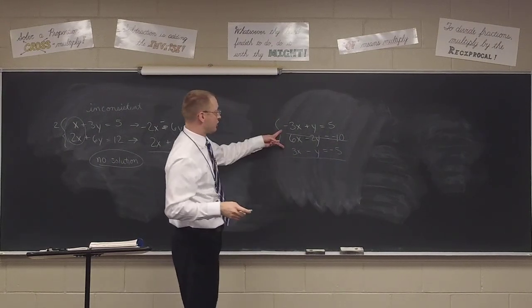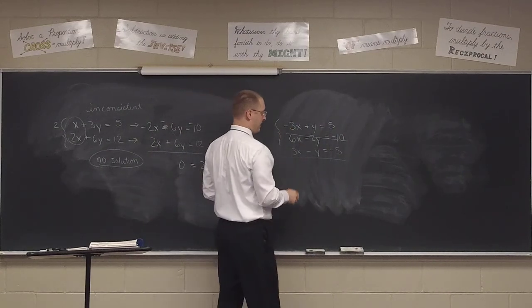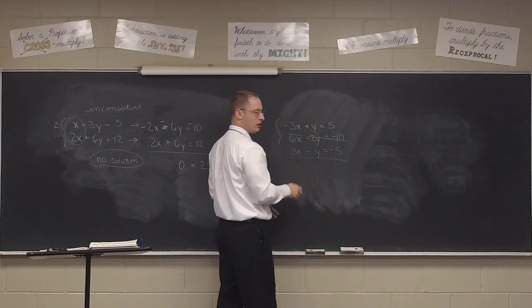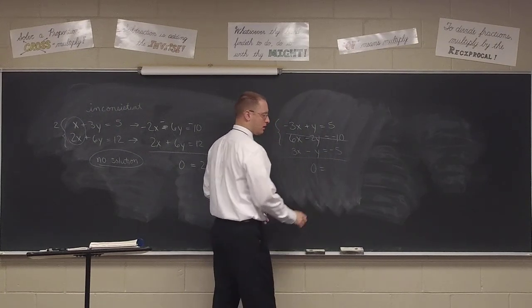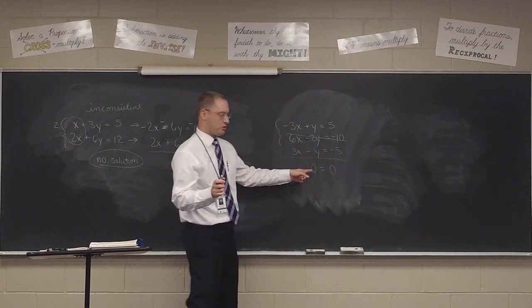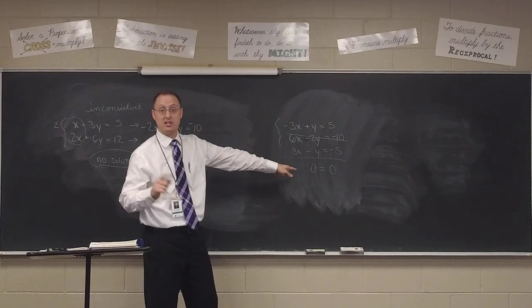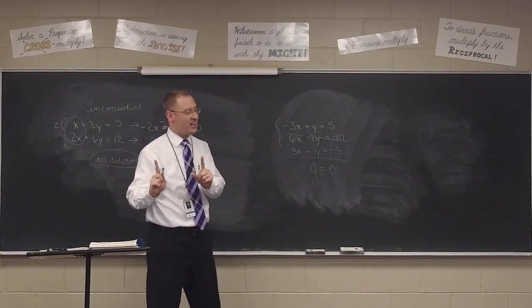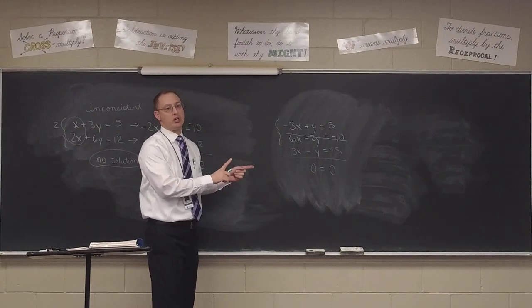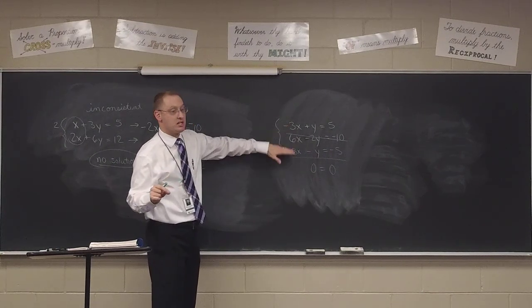Hey, look at that. The x's are already set to cancel, right, class? Negative 3x, positive 3x cancel. What about the y's? So what's left on the left? 0. And on the right-hand side, whoa, is that a true statement? Yes, that is not a contradiction. When does 0 equal 0, class? Always.